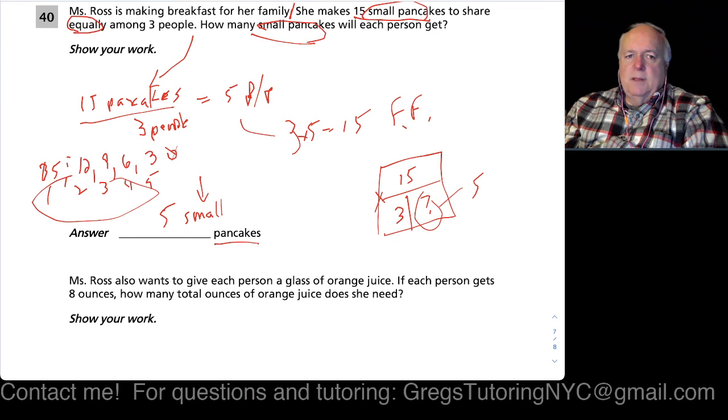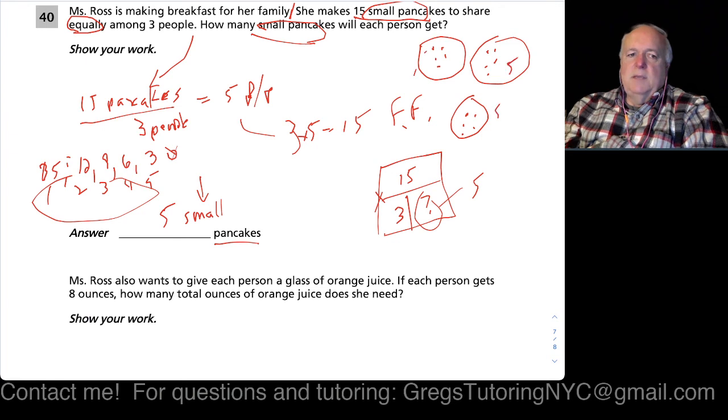We could have done it graphically. There's 15 pancakes among 3 people. So we could have established 3 pools, if you will, and started giving out the pancakes. You get 1, you get 1, you get 1. This is Oprah. 2 each. So we're up to 6, 7, 8, 9, 10, 11, 12, 13, 14, 15. Okay? So we notice this person gets 5, this person got 5, and this person got 5.